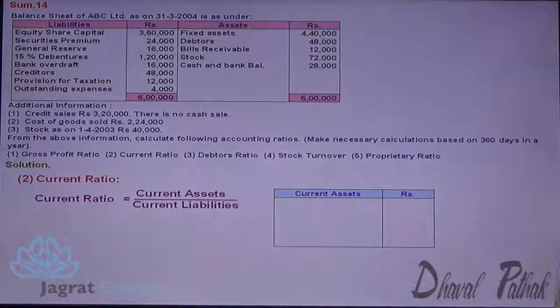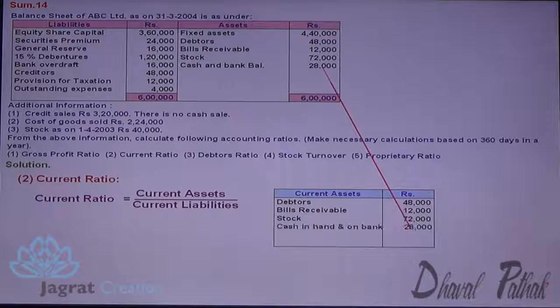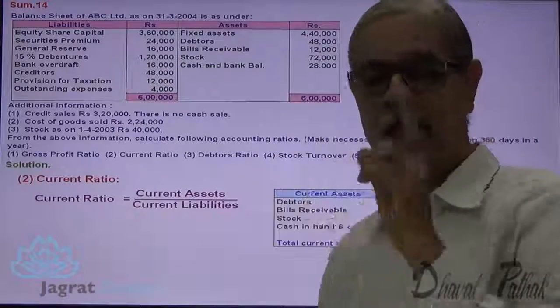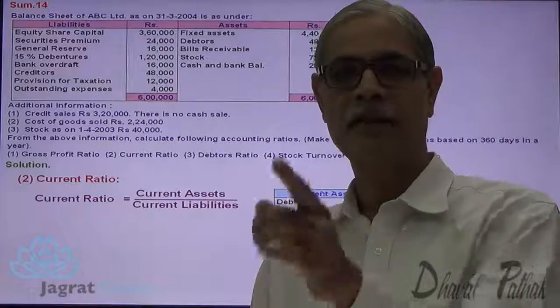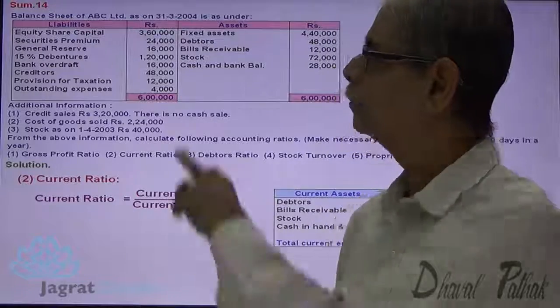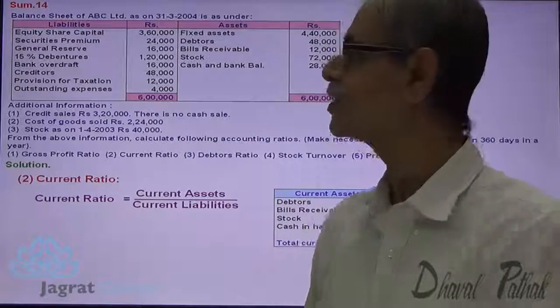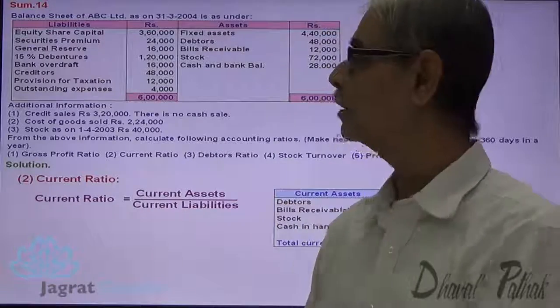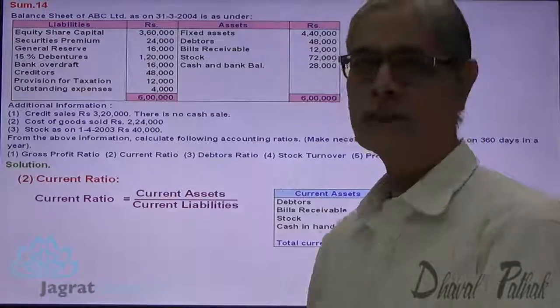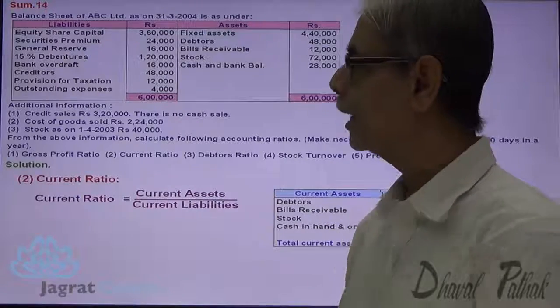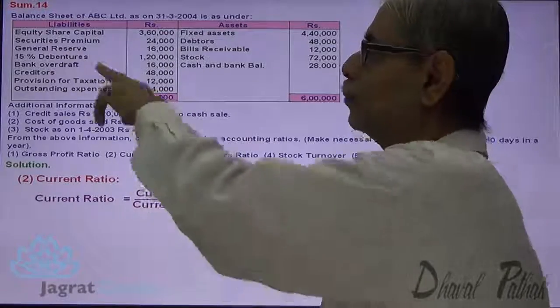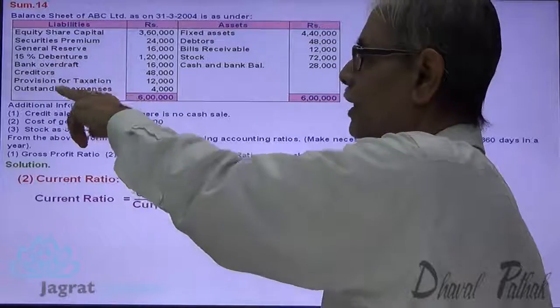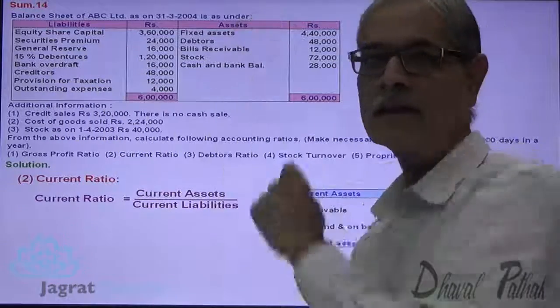So let me first work out the current assets. Debtors 48,000 plus bills receivable plus stock plus cash and bank balance. These are my current assets. Current liabilities: any liability intended to be paid within 1 year next is known as a current liability. Capital is not to be paid within 1 year next. Security premium is not payable at all. General reserve, accumulated profits not to be paid, it's not a liability. Debentures are a long-term liability. Bank overdraft, creditors, provision for taxation, outstanding expense, these are the current liabilities.